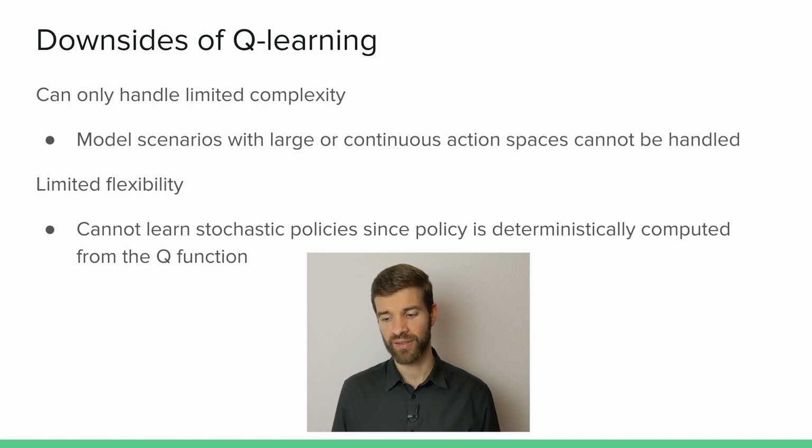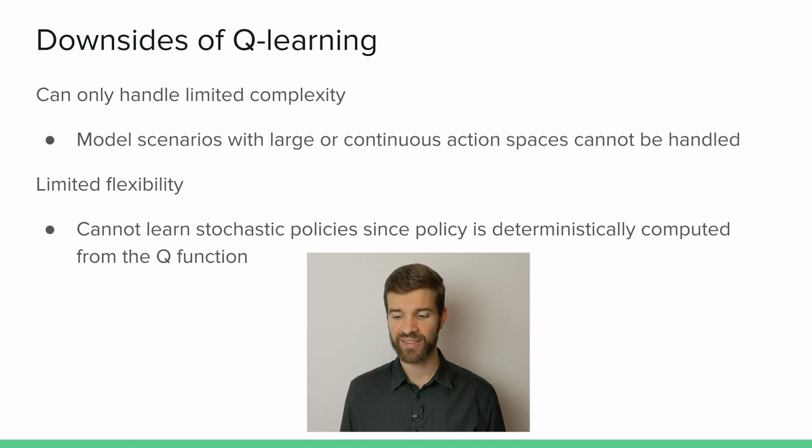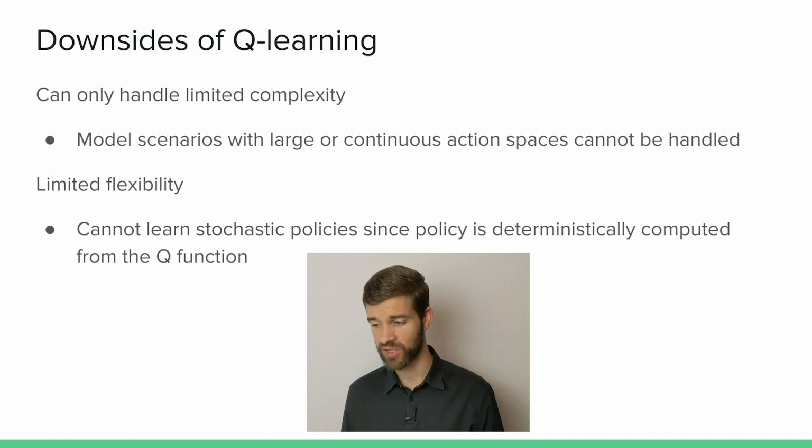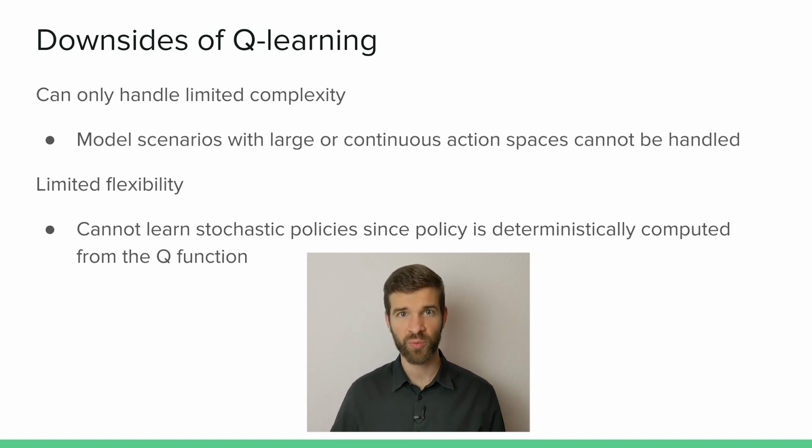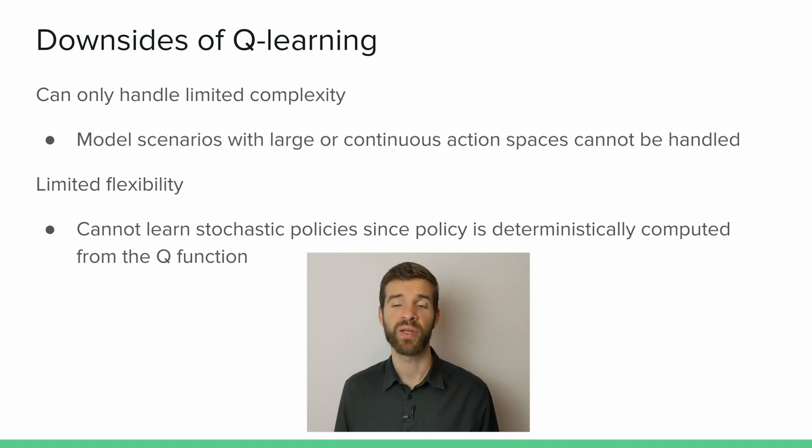In terms of flexibility, Q-learning is also a bit limited as it cannot learn stochastic policies because the policy is deterministically computed from the Q function. We know how we get from the Q function to the policy by just taking whatever action gives us the highest reward. And if the next state has a random component, which means it's stochastic, we cannot handle this stochastic process with Q-learning.